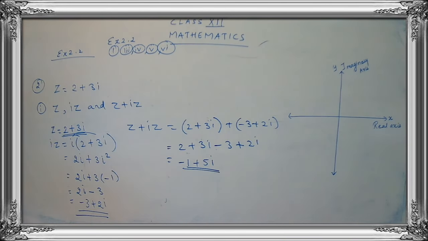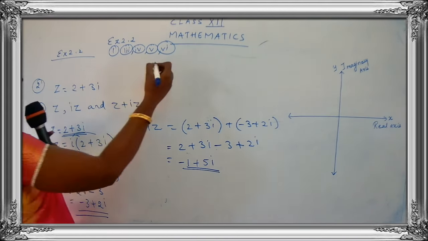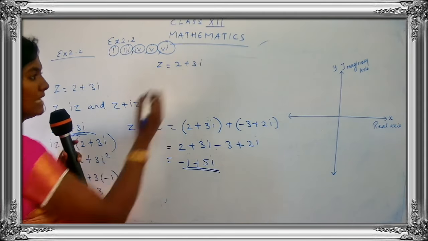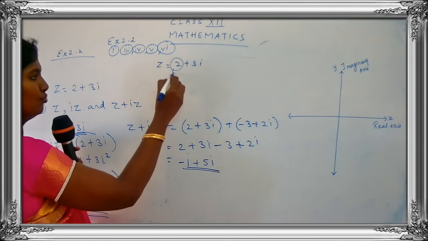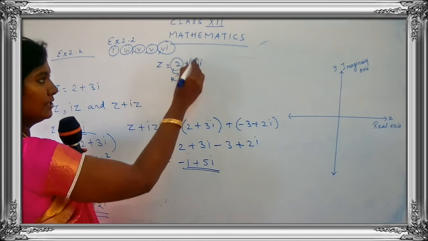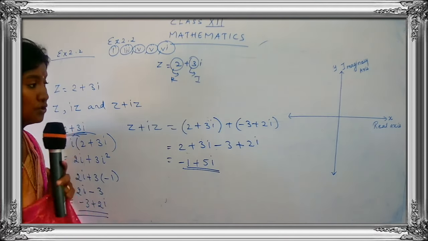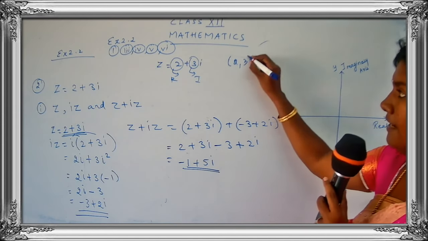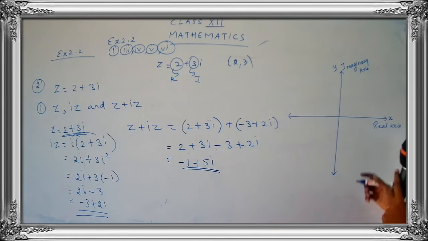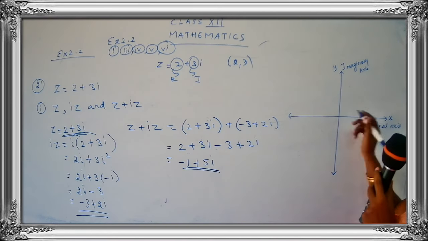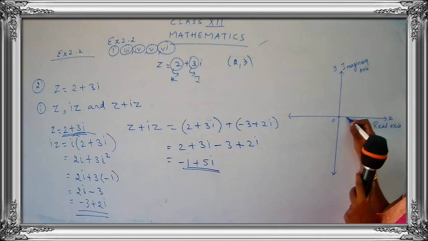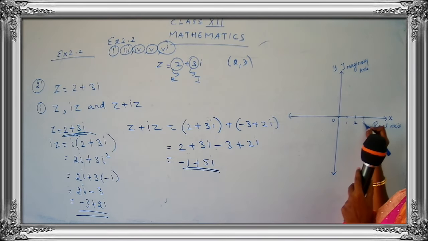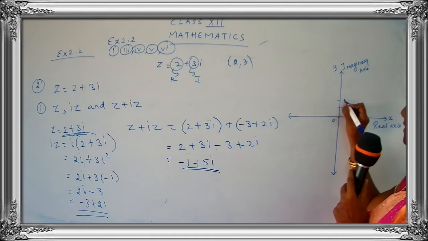Now let's go for the first one, z. What is the value for z? It's 2 plus 3i. What is the real part here? The real part is 2. And what is the imaginary part here? It's 3. Yes, good. So how are you going to plot? You are going to plot 2, 3. Real and imaginary. That's all, very simple. So let's try to plot some points over here. Okay, 0, 1, 2, 3, minus 1, minus 2.